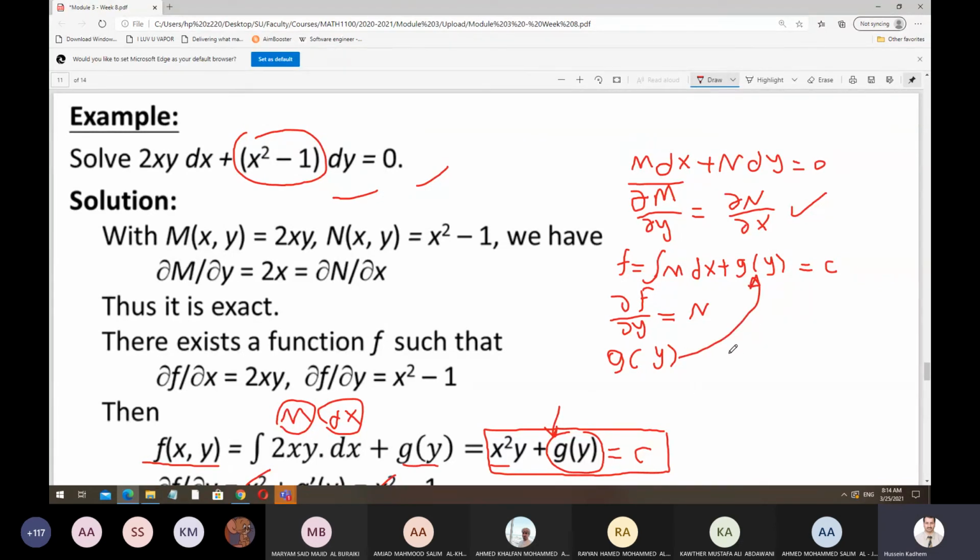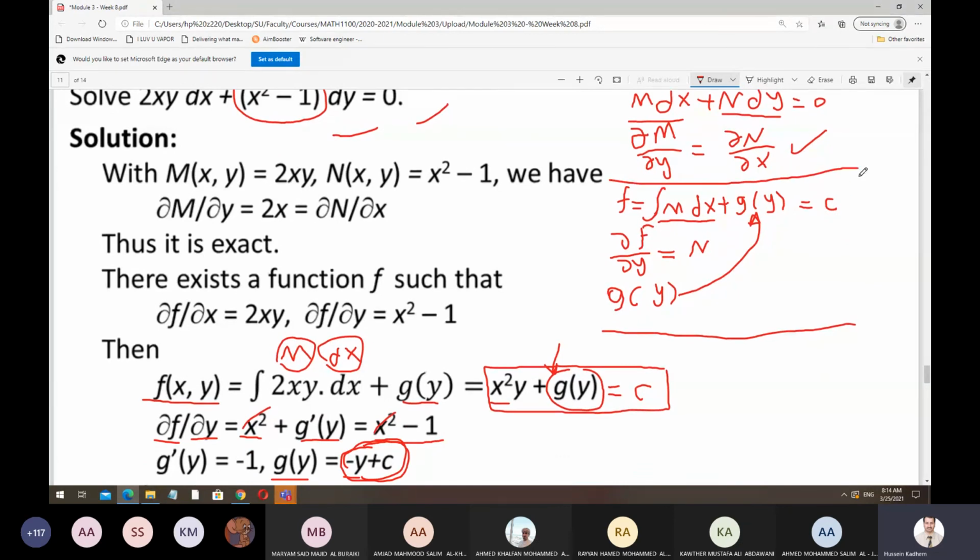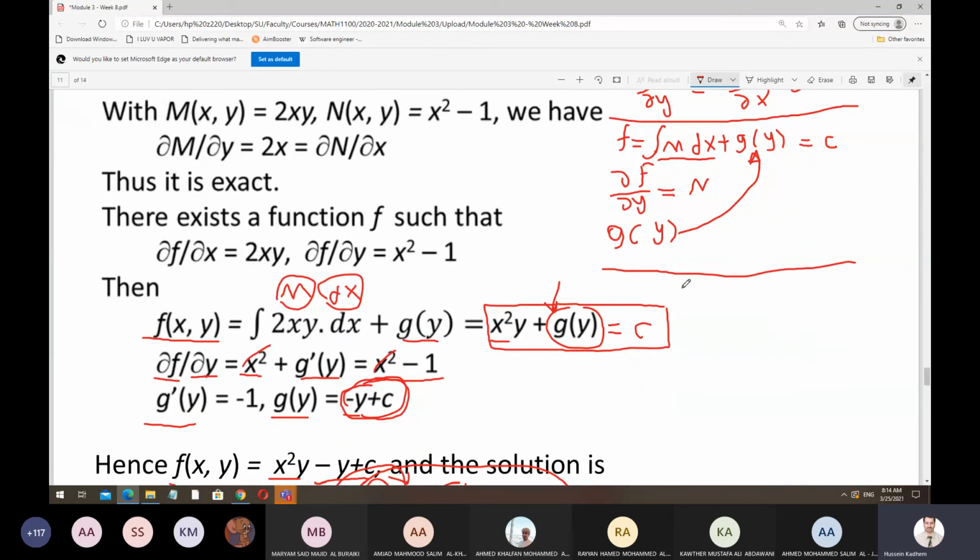This is the solution. There is another prospect we can look at, which is that rather than integrating M dx, I integrate N dy. What will happen? Until here, the same solution. But rather than this, I will go in this direction. I will say f could be the integration of N dy rather than M dx. But I need to add a function. Since I integrate with respect to y, I need to add another function. I call it h of x.